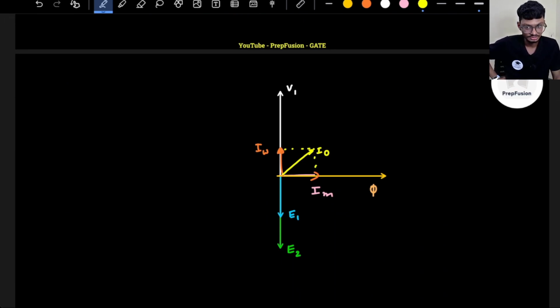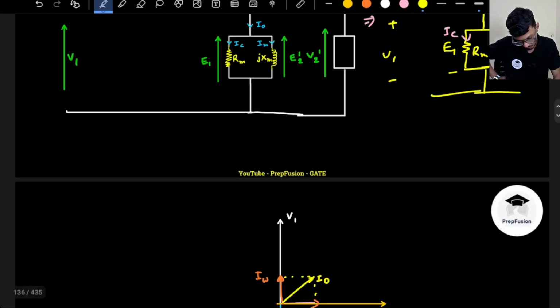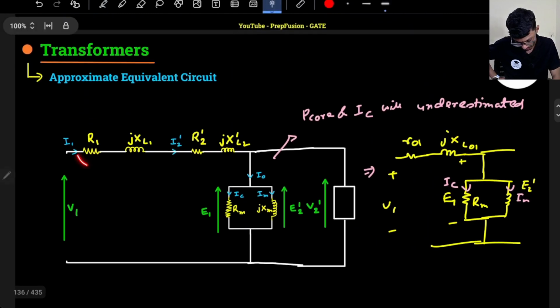Now we have winding resistance, right? So it is not that simple anymore. Okay, so E1, right, there will be a bit of drop in the E1. So this V1 is a sum of the drop across this R1 and jXL1.